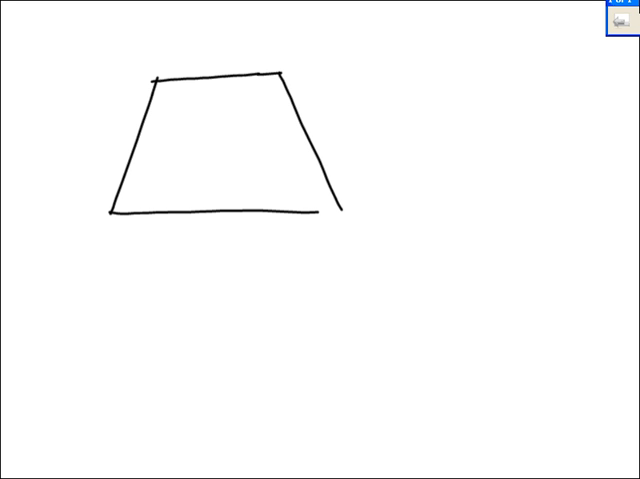I talked about the area of a trapezoid. A trapezoid is a four-sided figure where just two sides are parallel. There's no other symmetry or anything. The two sides that are parallel are called the bases.